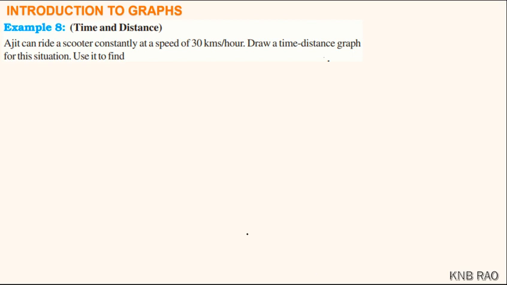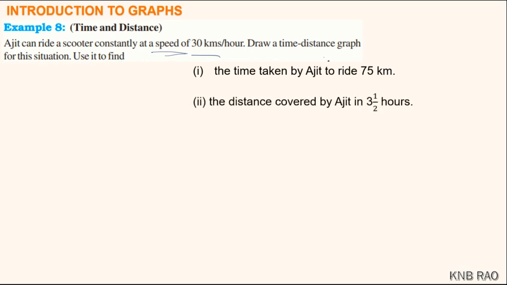Now coming to this question: Ajit can ride a scooter constantly at a speed of 30 km per hour. That means in 1 hour he rides 30 kilometers, in 2 hours 60, in 3 hours 90, in 4 hours 120 kilometers. This is at an average speed. You need to draw a time-distance graph for this situation. Use it to find the time taken by Ajit to ride 75 kilometers and the distance covered by Ajit in 3.5 hours.